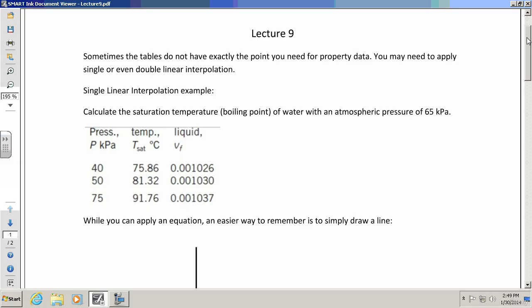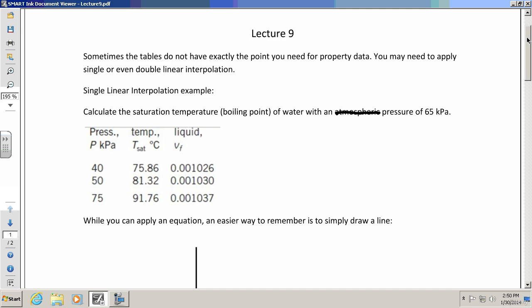Okay, so single linear interpolation. Let me give you this example. Let's say you're asked to calculate the properties of water at a pressure, I shouldn't have said atmospheric pressure, scratch that out. At a pressure, because that's clear, I guess it could be atmospheric pressure if we're way up in the mountains. We're climbing Pikes Peak, it probably would be. But let's just say a pressure of 65 kPa, and we want to know the saturation temperature.